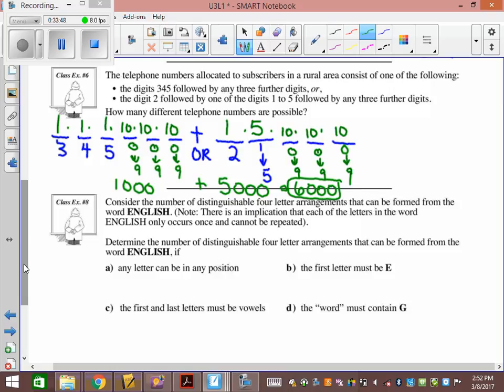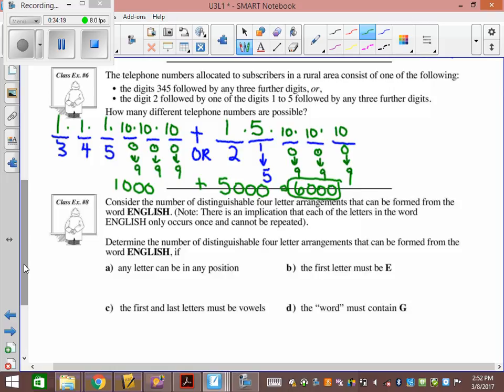The next one is the word English, okay? When you're looking at a word, you have that many letters that consist in that word. So for English, I have 1 E, 1 N, 1 G, 1 L, 1 I, 1 S, 1 H. That is it. So even though it doesn't say you can't repeat, there's none of them that are repeating. So ultimately, I have 1 E to use, 1 N, 1 G, 1 L, 1 I, 1 S, 1 H.